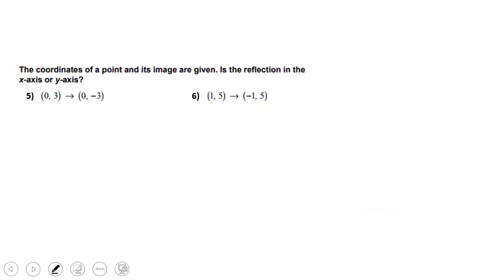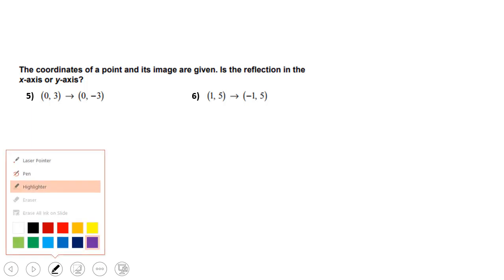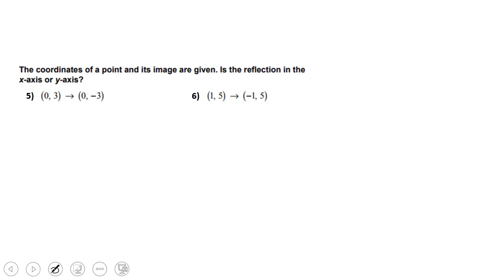Welcome to number 5 and number 6. This time we're going to take the coordinates of a point and its image, which are given, and we're going to find out, is the reflection in the x or the y? So here we don't have a coordinate grid. We don't get to see the original point and its reflection. We're only told what the point is. And we have to draw back to what we remember. What we learned at the beginning of this second video.